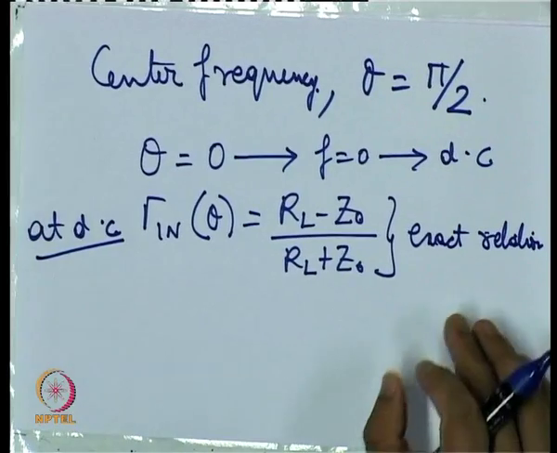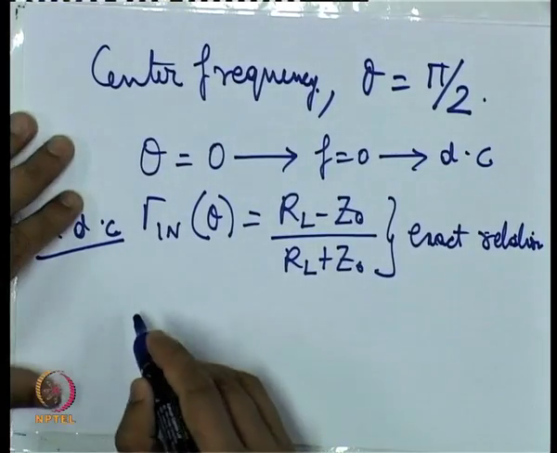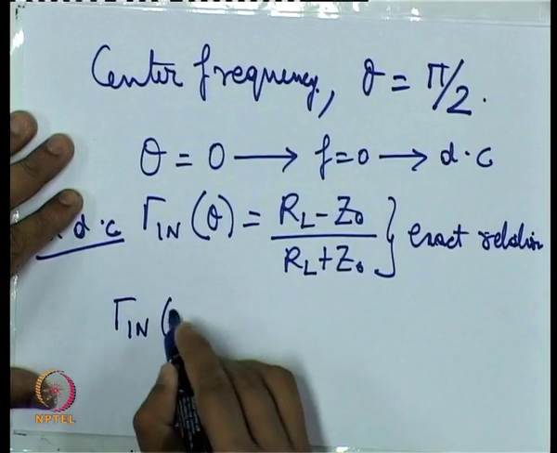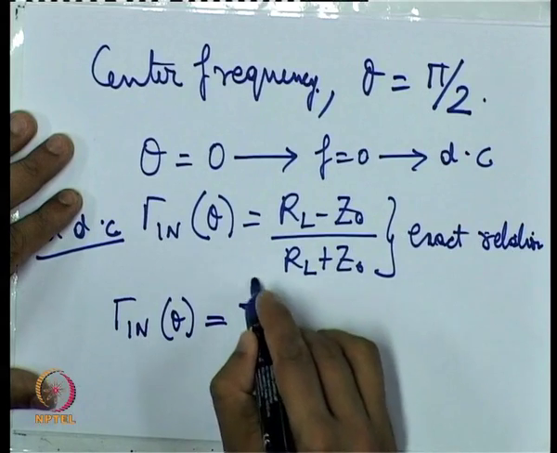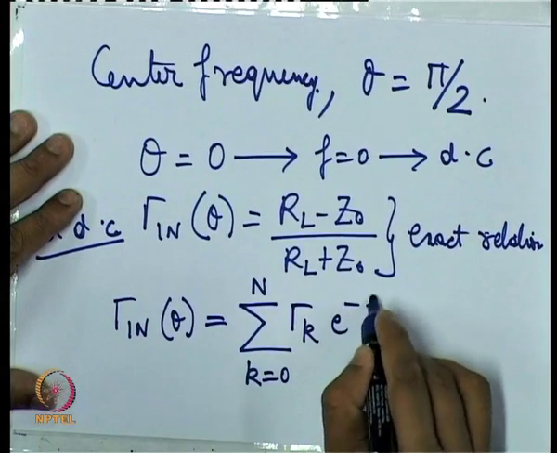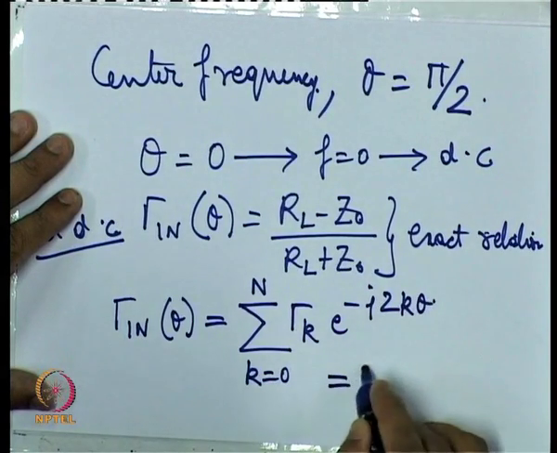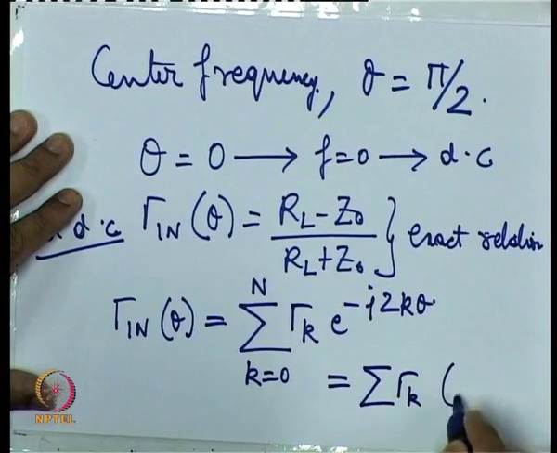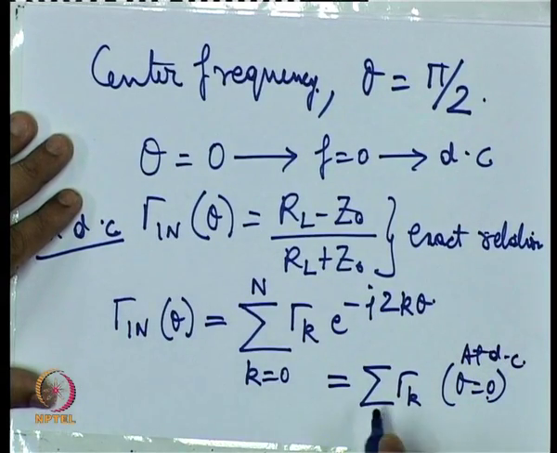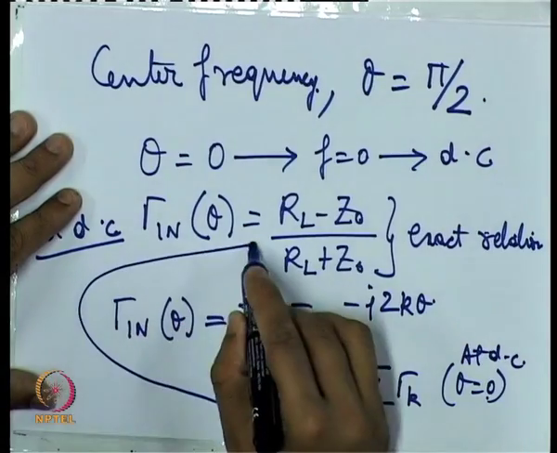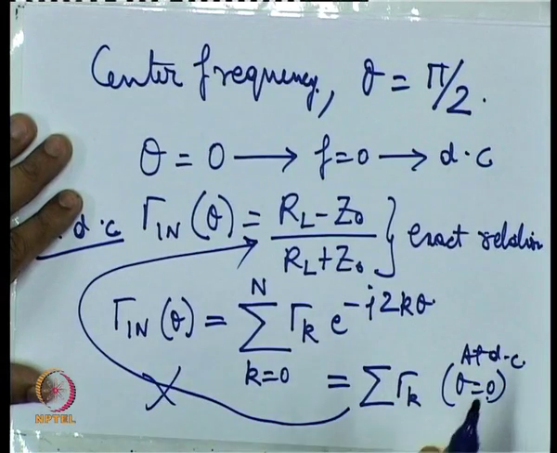As we can see from the previous slide, at DC, if we go with the expression that we have just derived, gamma in theta is equal to the sum over k equal to 0 to n of gamma k e raised to minus j 2 k theta, then at DC this is simply equal to the sum of gamma k. Okay. And if we do this summation, we will find that this is not equal to this expression, and something is wrong. Is something wrong with our theory?